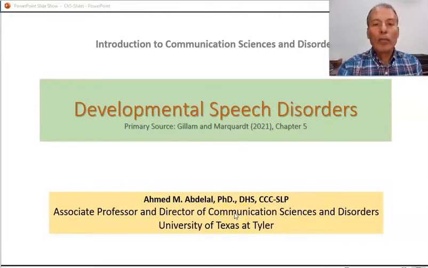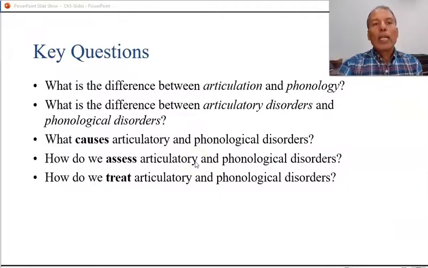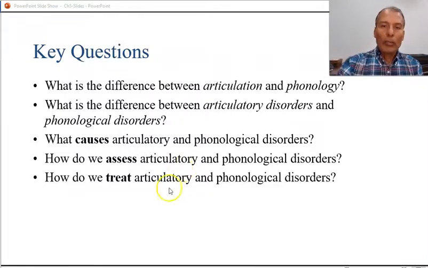Today we're going to speak about developmental speech sound disorders. The purpose of this is to give an overview. Of course, when you go to grad school, you are going to study an entire course focusing on speech sound disorders. So today we're going to speak about the difference between articulation and phonology, and the difference between articulatory disorders and phonological disorders. Then we discuss what causes these disorders, and then just an overview of the assessment process and some basic treatment techniques.